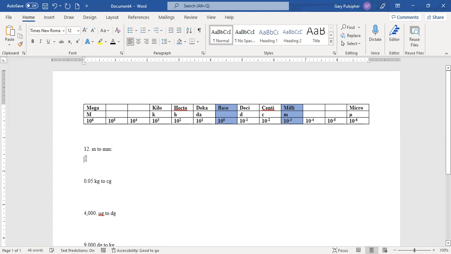So I'm going to write down the answer and then I'll show you the count. Okay, so 1, 2, 0, 0. Right. So it was right there. 1 spot, 2 spots, 3 spots. It's now right there, right? So 12 meters is 1,200 millimeters, which makes sense, right? Millimeters are smaller, so you need more of them.